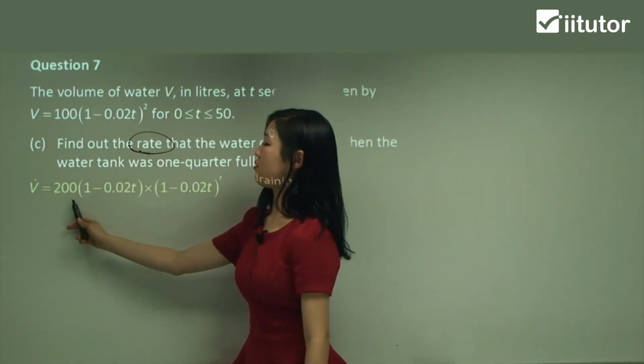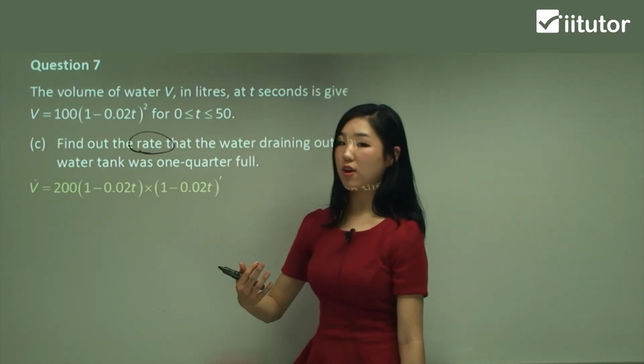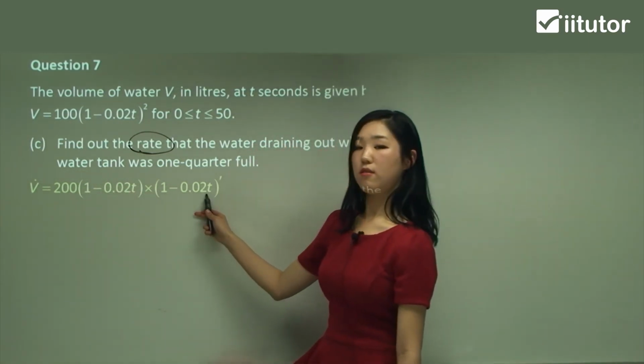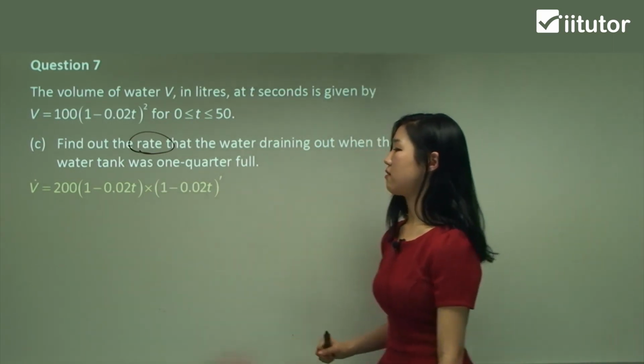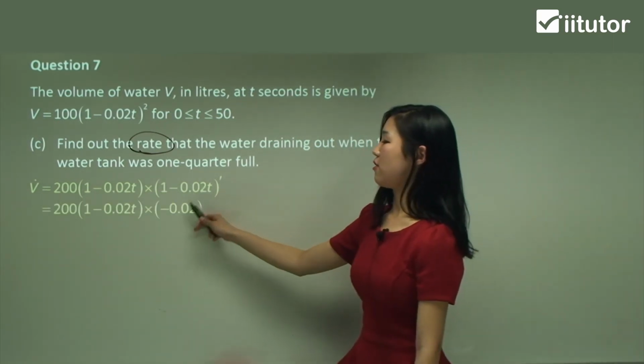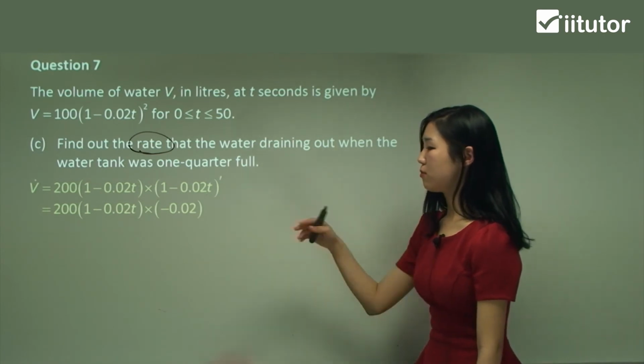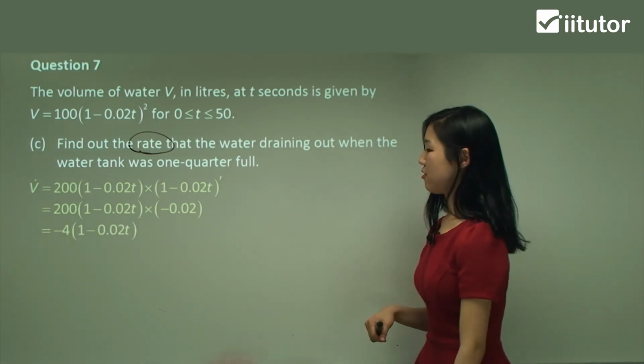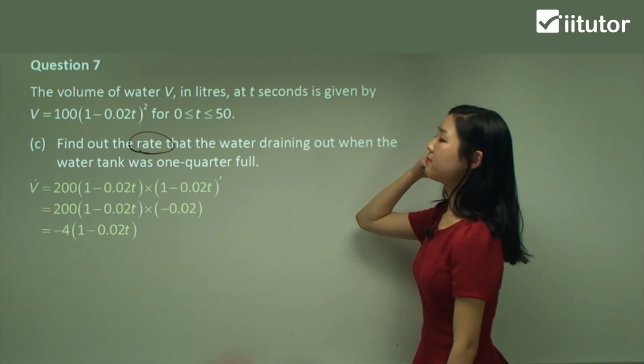2 times 100 is 200. Make sure you apply your chain rule, because you must differentiate that inside. So differentiate that and multiply to that. And the derivative of that is negative 0.02. Multiply it all, you should get that. Okay, just some easy differentiation. I don't really need to go through that one.